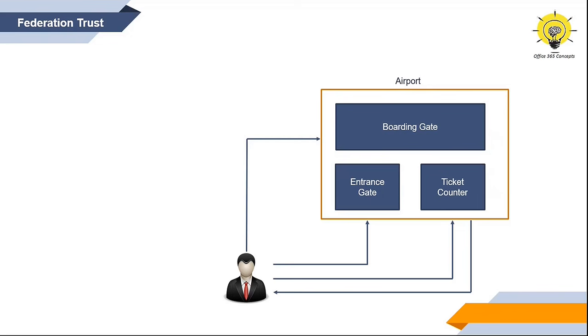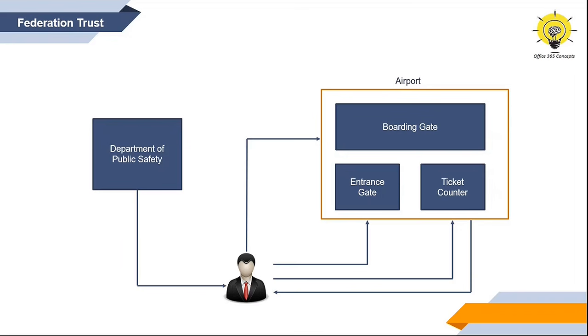Now, the question arises: why should airport authorities let you enter the airport on the basis of your ID proof? Why should they trust your driving license or your passport? You got the driving license from the Department of Public Safety. You show your driving license to the security guard and you get access to the airport, because there is a trust between the Department of Public Safety and the airport. Because of this trust, you can get access to the airport premises by showing your ID proof.